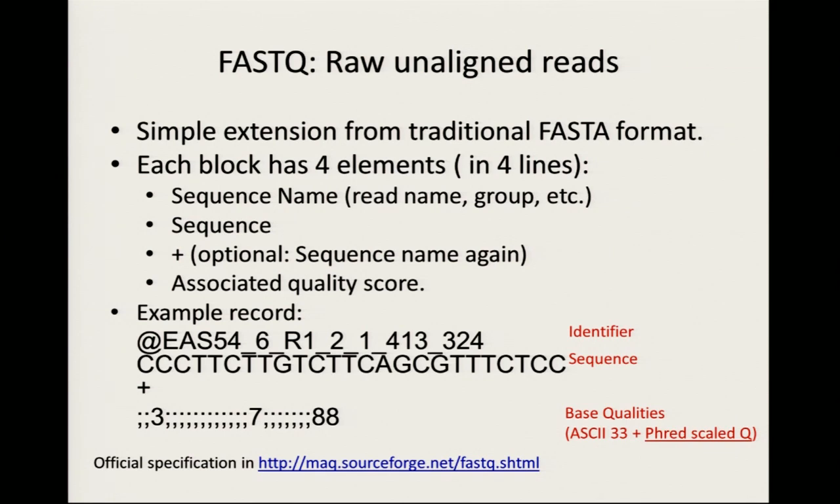So the next thing is the actual sequence that the machine read. And for this, it's like a 20 base pair read, and the machine happened to read a bunch of C's and T's, and this is what it is. Right? So just spit out the letters right in a row. The next thing is just a plus sign. It's pretty simple.